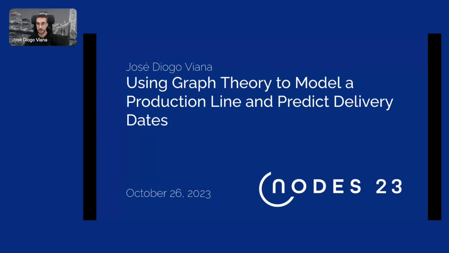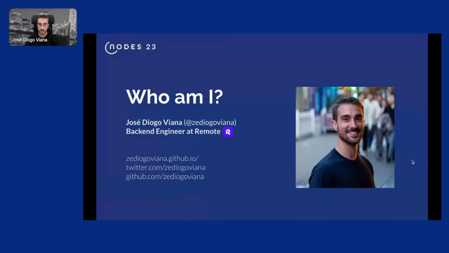Hi everyone, again. Today I'm here to talk about using graph theory to model a production line and predict delivery dates. I hope that at the end of this talk, you start to think differently regarding small production line factories and how graph theory can help them to be one step ahead in the competition.